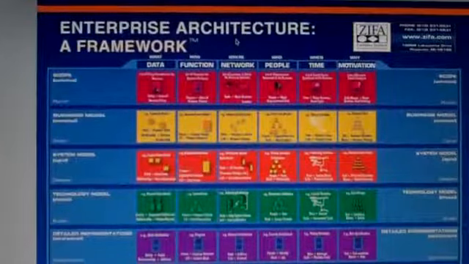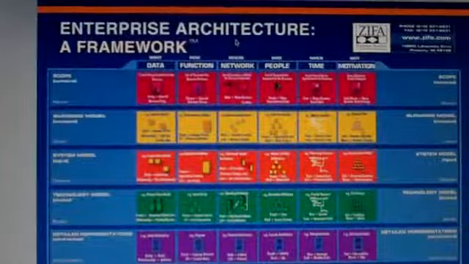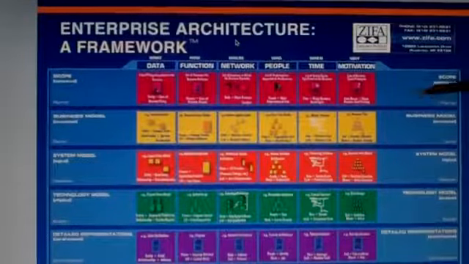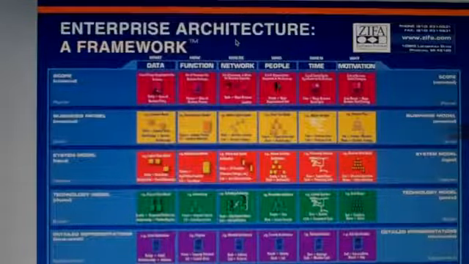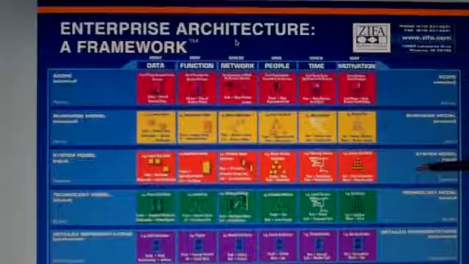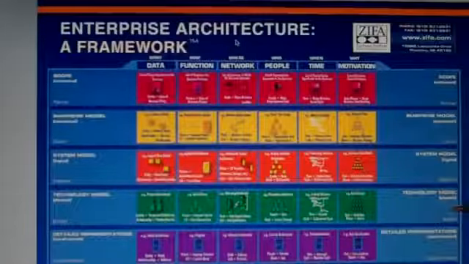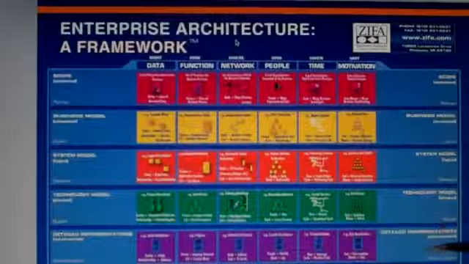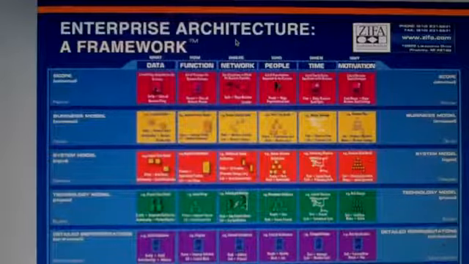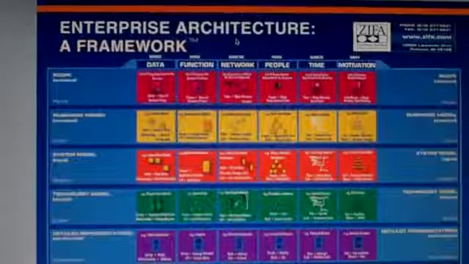Those 5 activities map to a role or to a physical role that a human would play. So at the very top, we'd say that the scope is something that is done by the planner. The business model is something that would be of interest to the business owner. The system model would be of interest to the designer. The technology model would be of interest to the builder. And the detailed representations are what is of interest to either the subcontractor, the provider, or the worker.